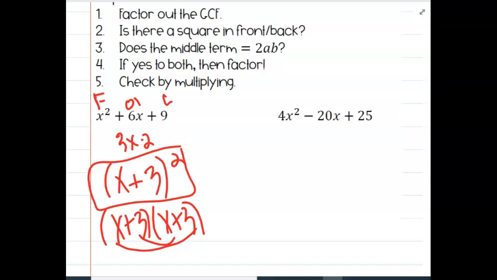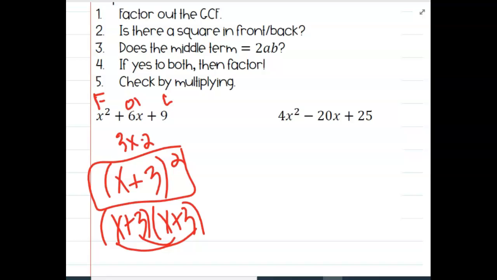Now, how you actually do this factoring is super easy. But understanding this type of factoring just takes a little bit of thinking, okay? So let's look at this one over here. 4x squared minus 20x plus 25. First thing, we want to check for greatest common factor. 4 and 20 have a 4 in common. 20 and 25 have 5 in common. But all of them don't have anything in common. So no greatest common factor.